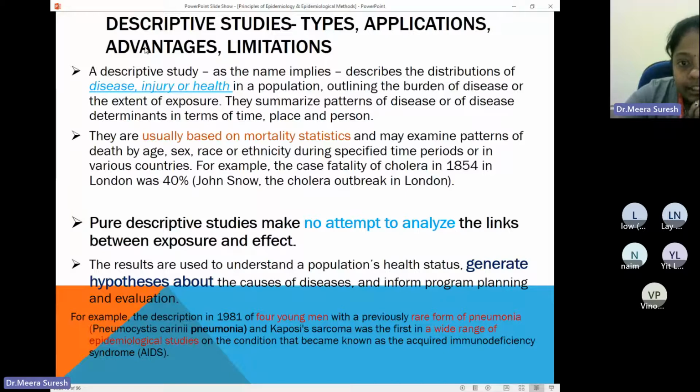So finally, about the descriptive studies. The descriptive study, as the name implies, describes the distribution of the disease. It can be the distribution of disease, injury, or any health-related events, so that we get the burden of the disease. This summarizes the patterns of disease in terms of time, place, and person. And usually the descriptive study is based on mortality statistics.